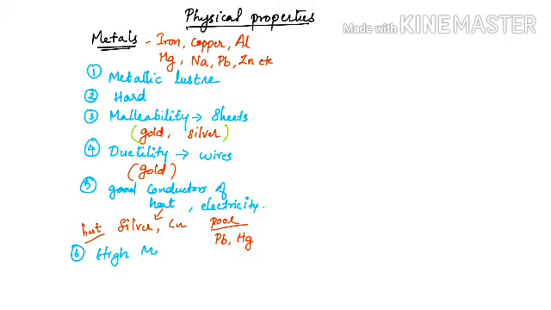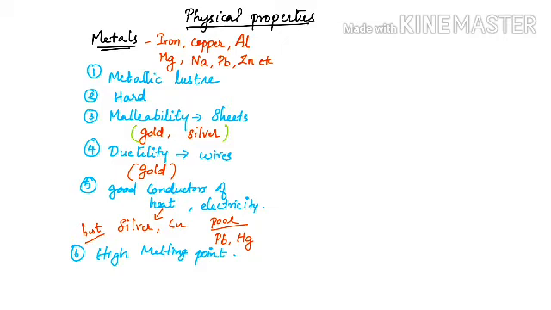The next property of metals is that they have a high melting point. We need to apply a lot of heat energy, and only then will it melt. So it has a high melting point.